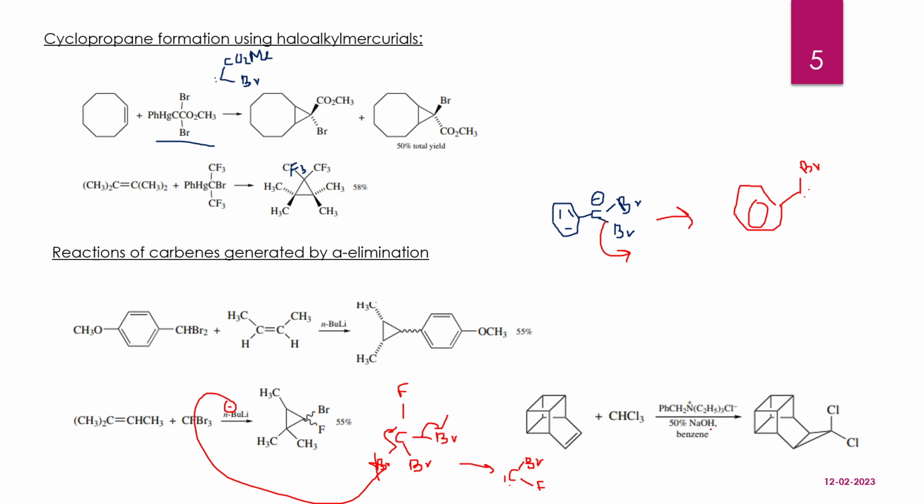Here I have shown another example where, by application of base on chloroform, this carbene will generate. It is chlorine, sorry. So we will get this carbene. Here one double bond is there, so this carbene will add up from here, attack from here, giving us this type of cyclic compound.